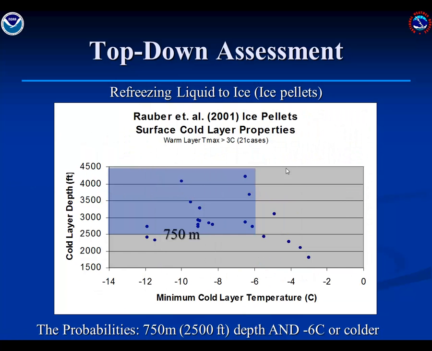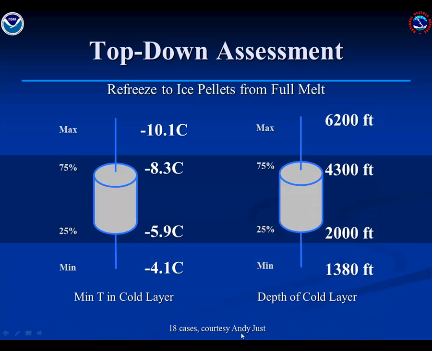When you look at the Rauber cases, and there's only 21 cases that were pure refreezing cases to ice pellets, you can see the layout here that the colder and deeper that surface cold layer, the higher probability you had of getting a full refreeze of that hydrometeor to ice pellets as it moved into that surface cold layer. So let's look at some of Andy's cases.